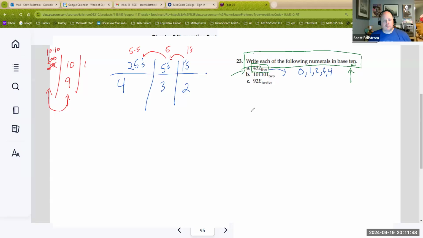Wait, no. Look at what you have written right now. What does this 2 represent? Ones. How many? 2. What does the 3 represent? 3 sets of 5. How much is 3 groups of 5? 15. What does that 4 represent? 4 groups of 25. How much is that? 100.